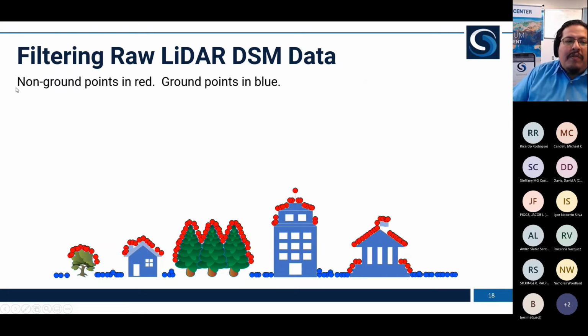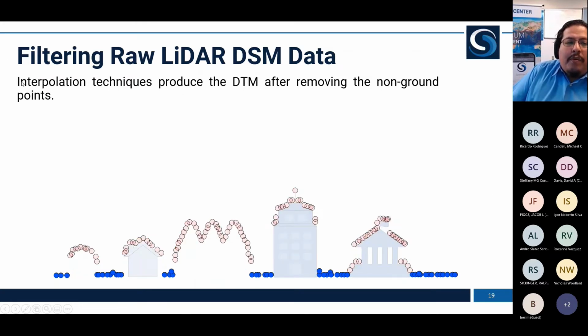What we then do is we filter the DSM data to differentiate the non-ground points, and that's done in this diagram in red. They've been colored red, so all the red dots are classified as non-ground points, and all the ground points are differentiated in this blue color. Then we will remove the non-ground points. As you can see, that's been removed.